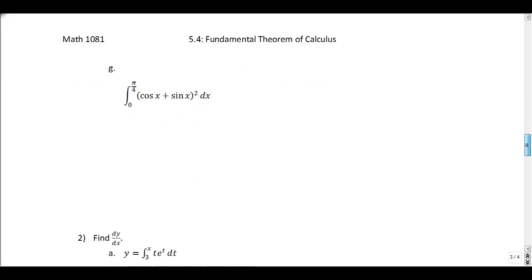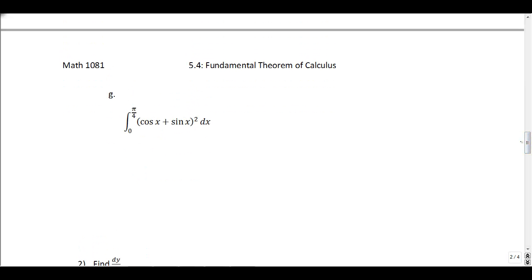Okay, so here's another one. Our last one of these. We're going to integrate from 0 to pi over 4 of cosine x plus sine x, squared. So this is typical of a lot of these trig function integrals where you have to do some trig manipulations before you find the antiderivative.